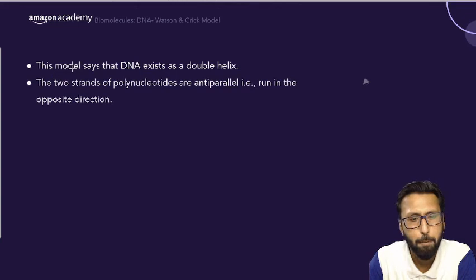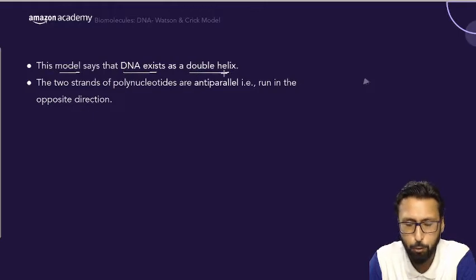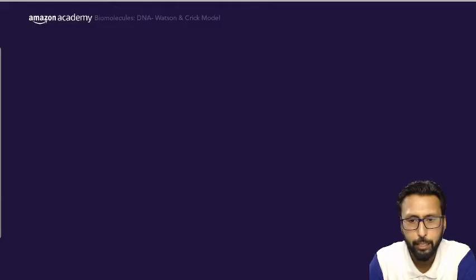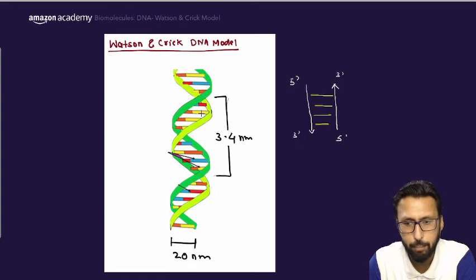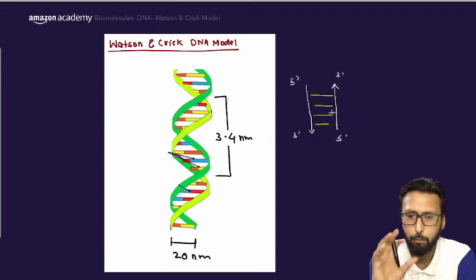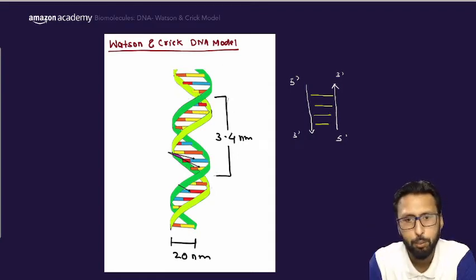So first of all, the Watson and Crick model says that DNA exists as a double helix. This I have shown you. Let me show you again. So this is the double helix, meaning there are two strands which are in a helical form. So this is known as a double helix.